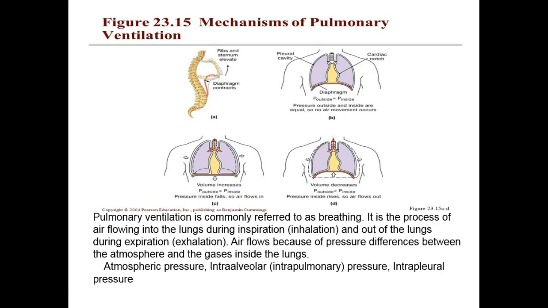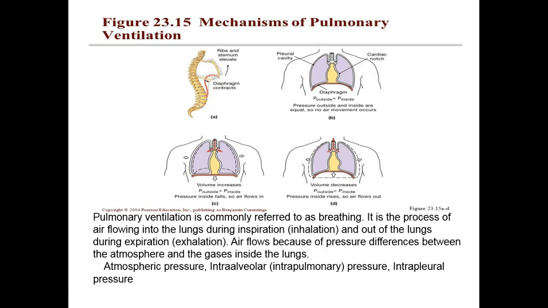Some of the terms that we look at are atmospheric pressure, which we have defined, intrapulmonary pressure, sometimes known as intraalveolar pressure, and intrapleural pressure. We'll look at the definitions of those on the next one, but before I do that, I want to look a little bit at what this picture is showing you.